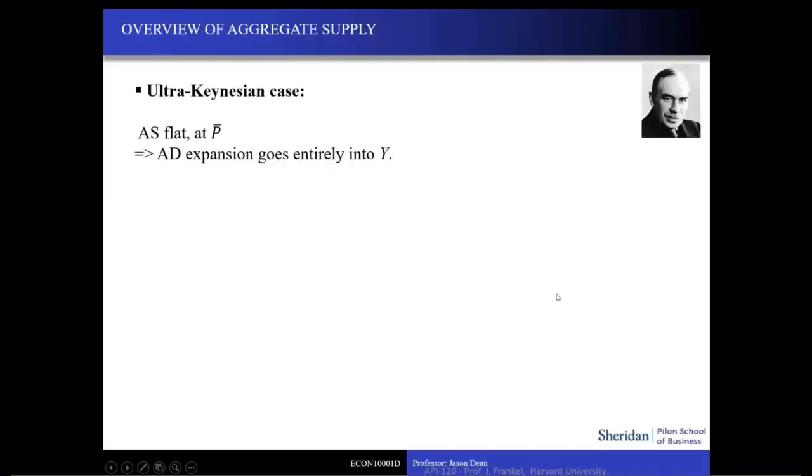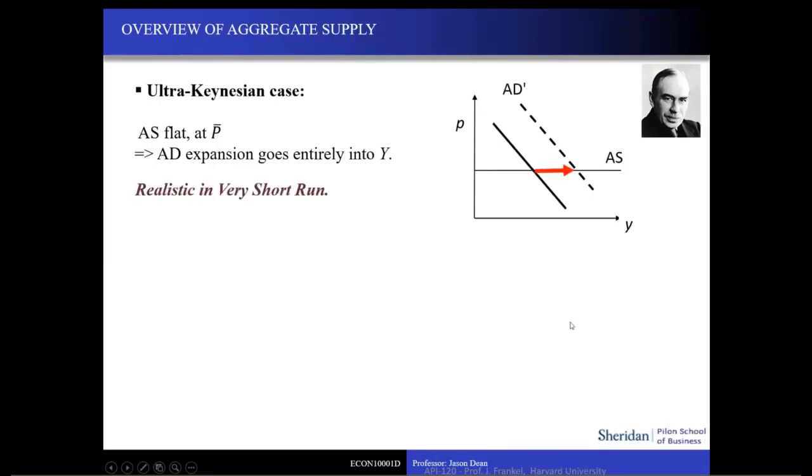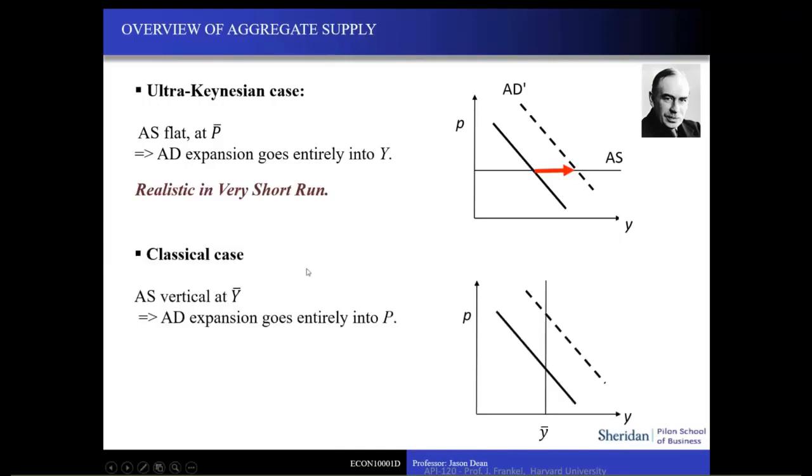So the ultra Keynesian case is, as we just talked about, we have a flat fixed price level, and an expansion in aggregate demand would just go entirely into increases in real GDP. So it is somewhat realistic in the very short run. The classical case is the opposite. So this is sort of a summary. This is Keynesian, the most extreme case, and then this is the classical, neoclassical.